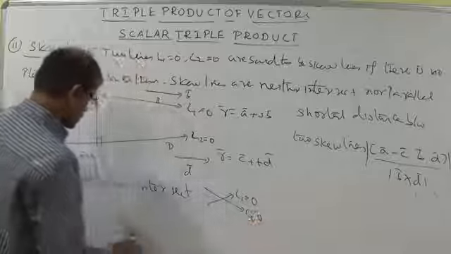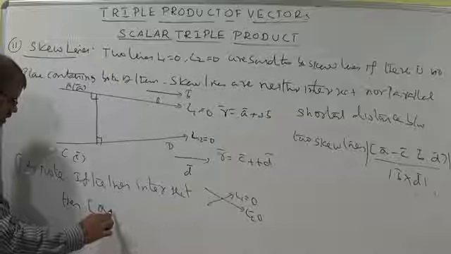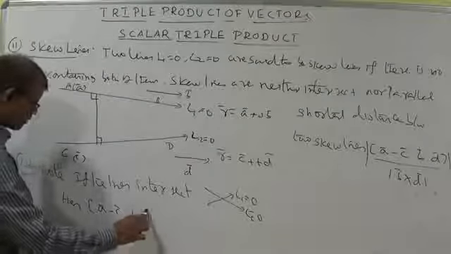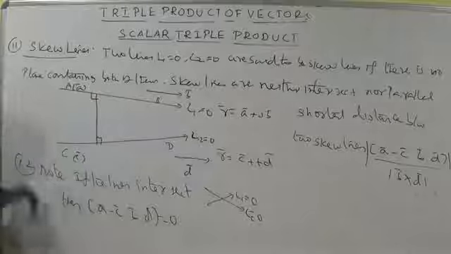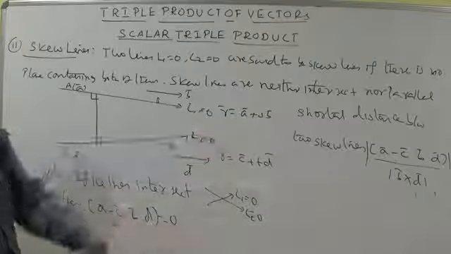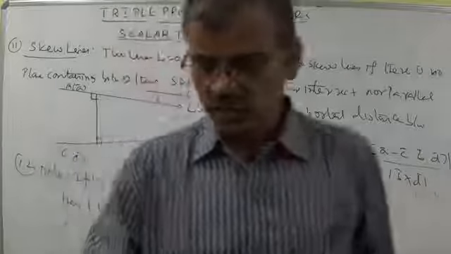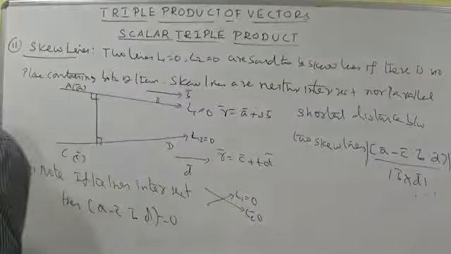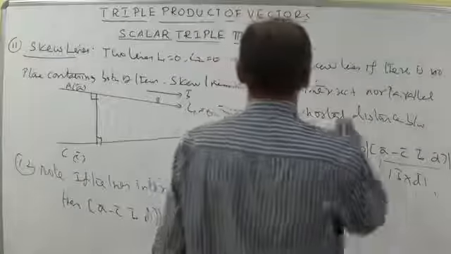If the lines intersect, then you can say that box A minus C, B, D equal to 0, because there is no distance. Denominator no need. Box A minus C, B, D is equal to 0. Next one, skew lines we completed. Let us discuss about parallel lines also.